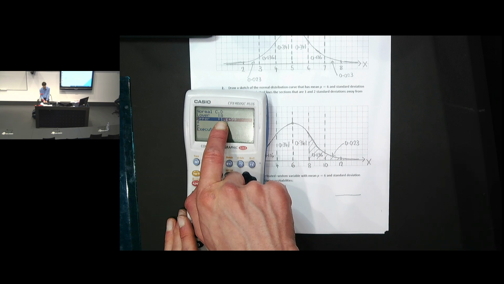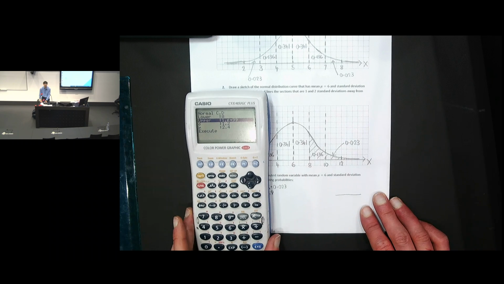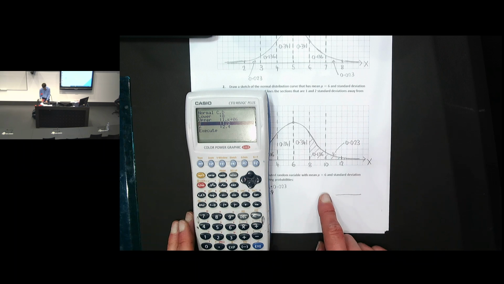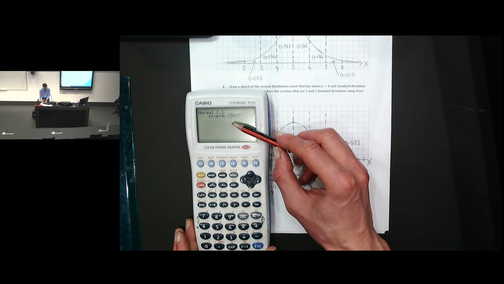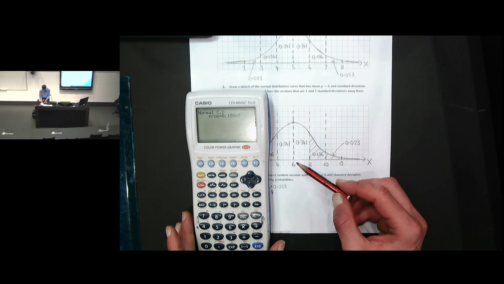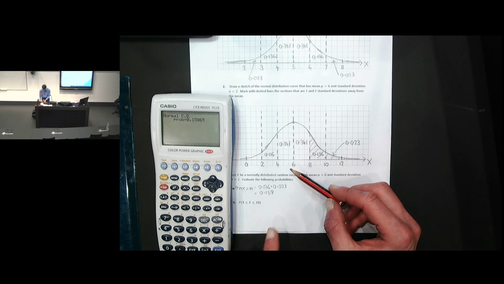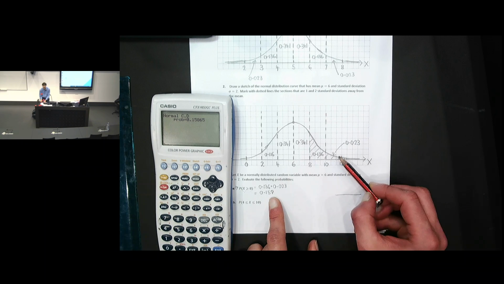So here I've put 1 times 10 to the 99. Maybe that's a bit of an overkill. Maybe we didn't need that much. But putting something like 1 million in is probably just as good. I also need to tell it what the standard deviation is. It was 2, and the mean was just 6. So if we press this button down in the bottom right corner, and press it again, we get that the probability is 0.159 if we round off to 3 significant figures, which is just what I got from looking at this graph.